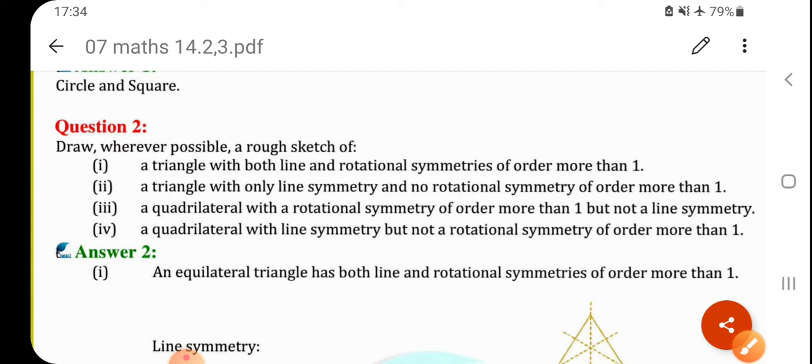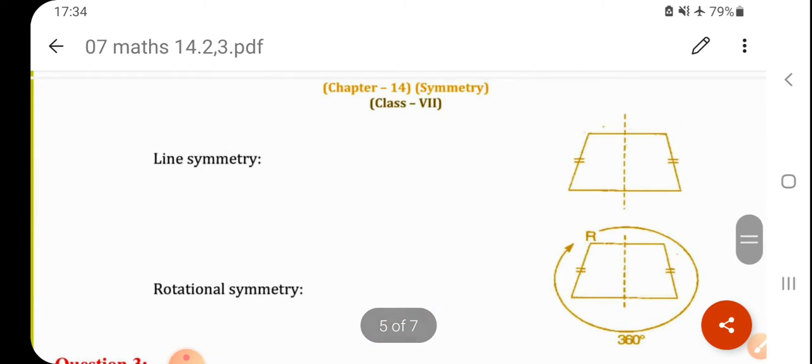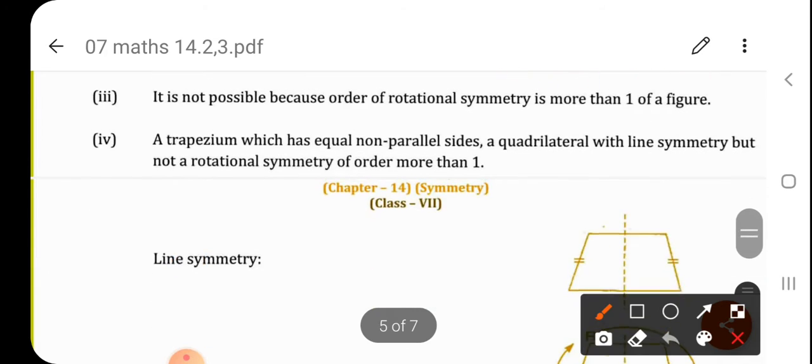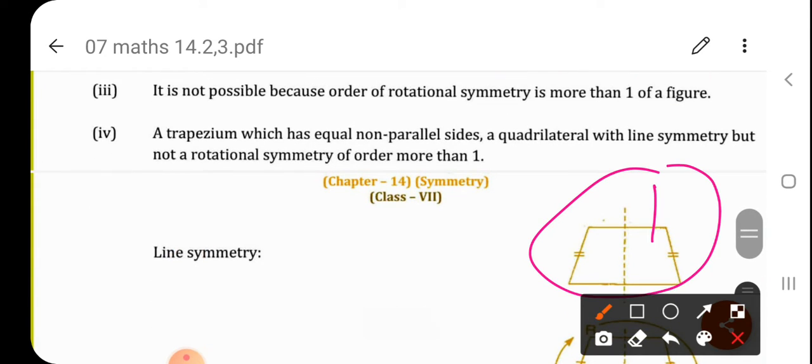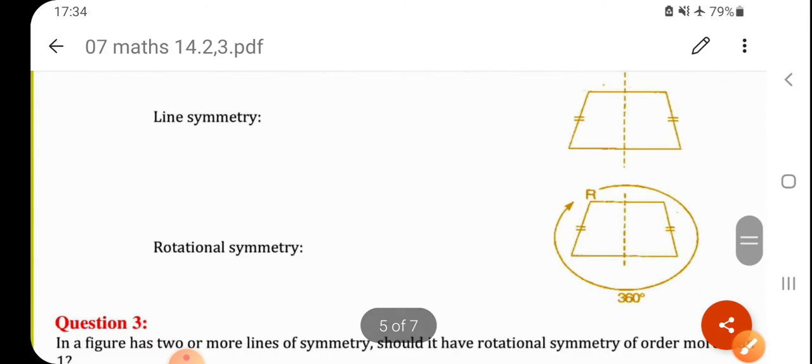Last one: a quadrilateral with a line symmetry but not rotational symmetry of order more than 1. Line symmetry is possible but rotational symmetry is not possible. So yes, the trapezium. In this trapezium one line of symmetry is possible, but rotational symmetry will not be possible.